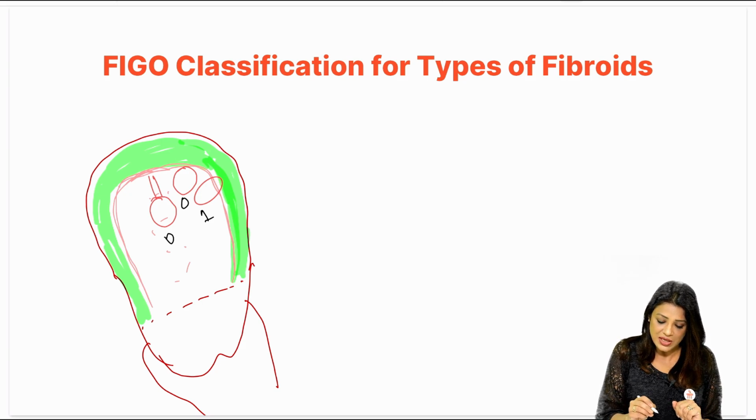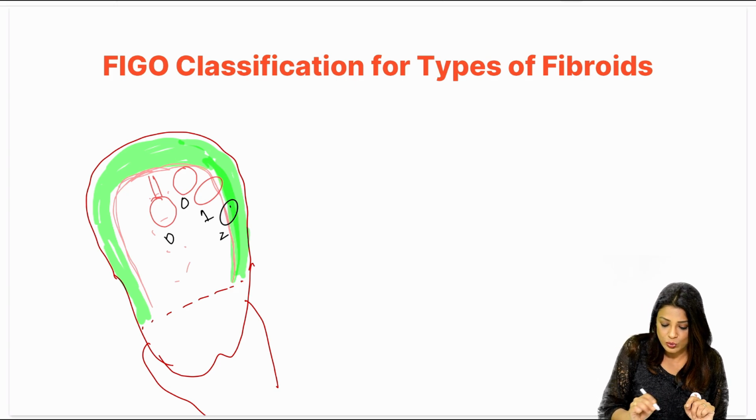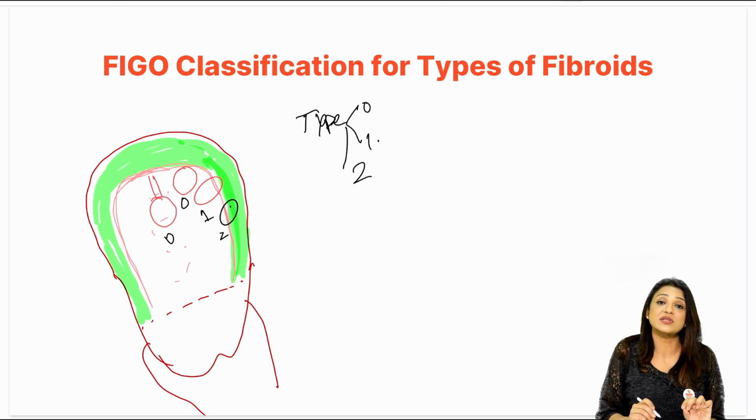Now coming to type 2. Let me draw it here only. Type 2 would be this. Okay, so you can see more than 50% of the fibroid has now gone inside the intramural component. So this becomes type 2. So type 0, type 1 and type 2. Type 0, 1 and 2 have submucous components.